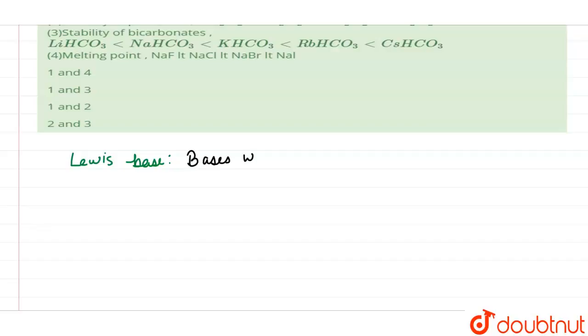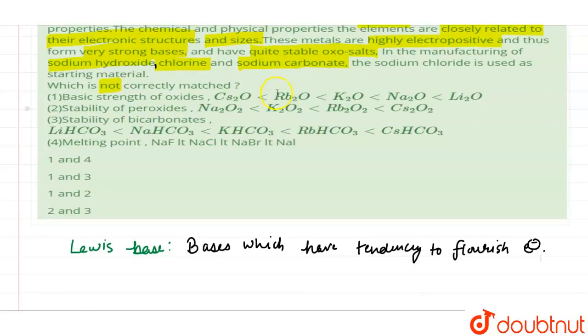Bases which have a tendency to donate electrons. Okay, so that means when we are talking about Cs2O, Rb2O, K2O, Na2O, Li2O, we have to look at them from the perspective of Lewis bases, right?